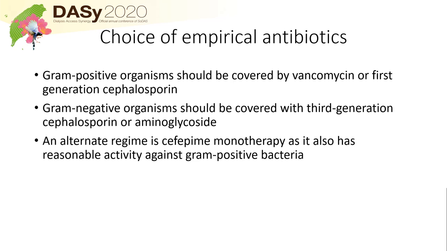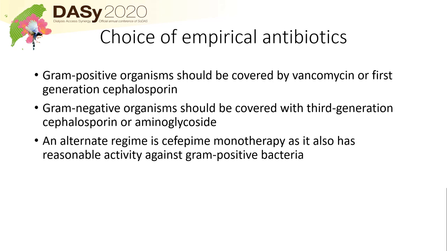Gram-positive organisms should be covered by vancomycin or first-generation cephalosporin. Whether or not to give vancomycin depends on the local prevalence of methicillin-resistant Staph aureus, MRSA. If the prevalence of MRSA is high, vancomycin will be preferred over first-generation cephalosporin.